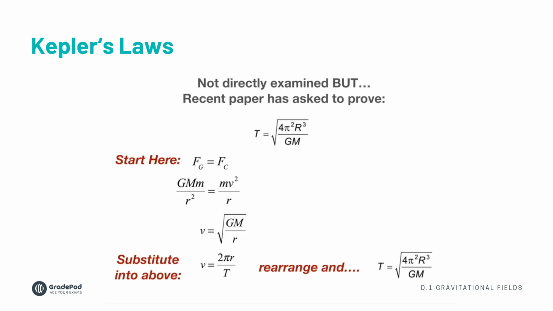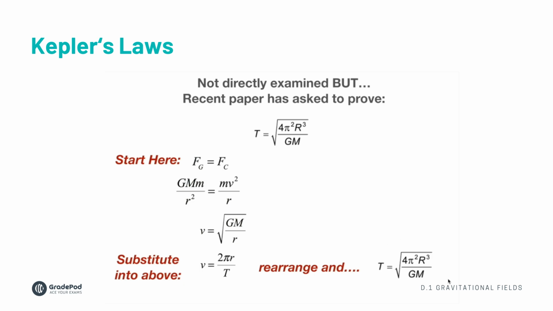Let's look at these orbits again. We go back to the start here. The gravitational force is equal to the centripetal force. GMm over r squared is equal to mv squared over r. We cancel out the m's. We cancel out one of the r's and rearrange v to equal this. But we also know that the linear velocity v is equal to 2 pi r over T. So substitute this expression into here, rearrange, and you come out with this very difficult looking formula.